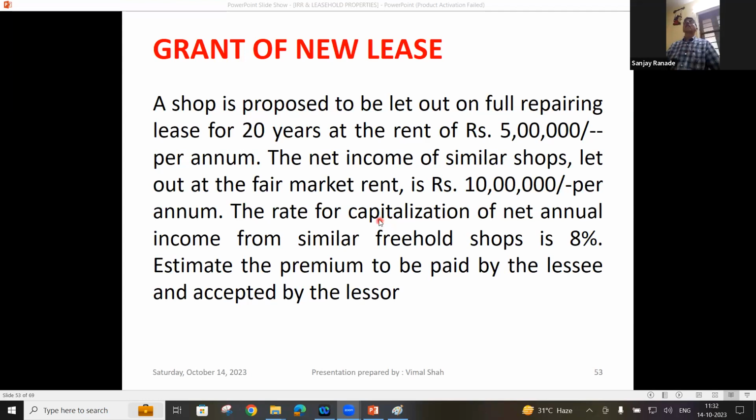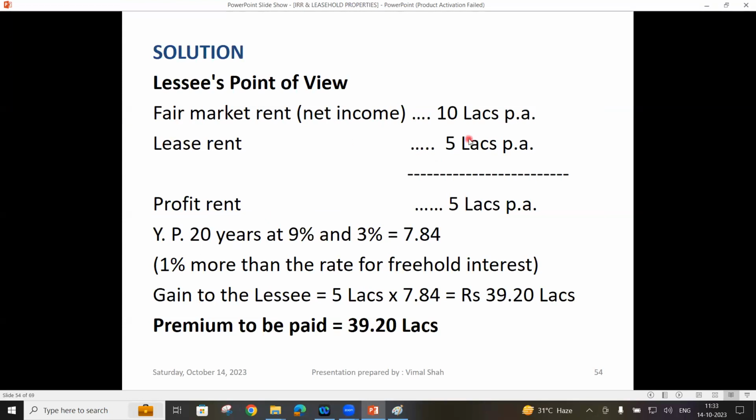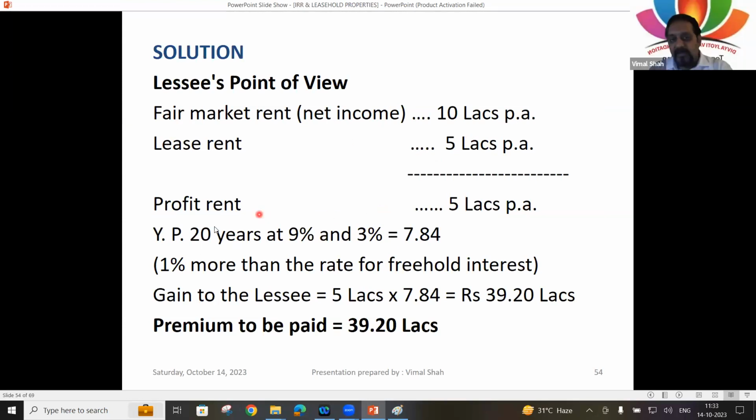We will see this from both the lessor's point of view and the lessee's point of view. First let us take the lessee's point of view. What is the fair market rent? 10 lakh per annum. What is the lease rent? 5 lakh per annum. So what would be the profit rent? It is 5 lakh per annum. The profit rent will be 5 lakh per annum.